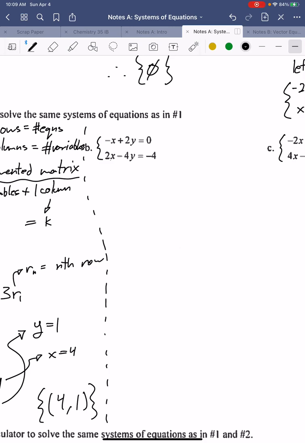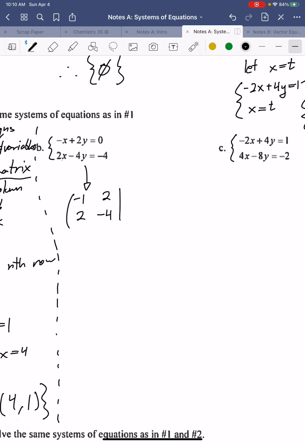Now let's do this part. This is the same one as before, the one that had no solutions. So our first step is to convert it into a matrix, like what we did before. So -1, 2, representing the column for x. Then we have 2, -4 for the y column. Then we have an equal sign being a line. Then we have 0 and -4. That's our matrix.